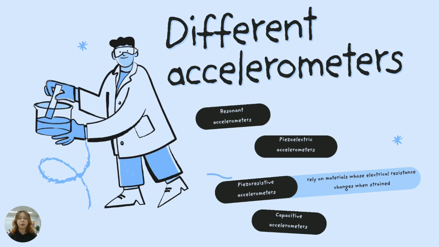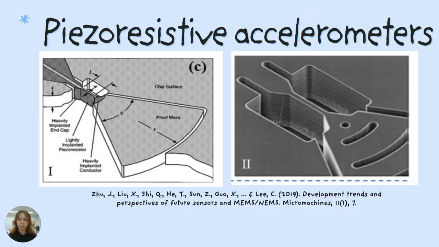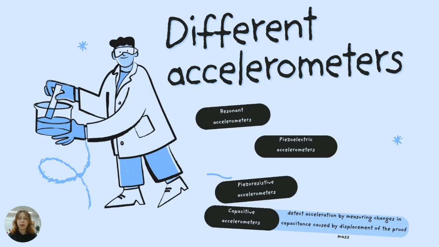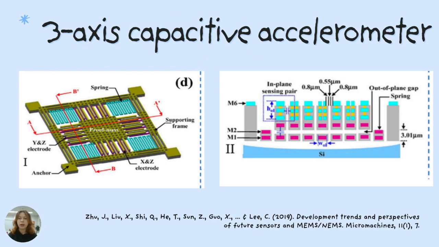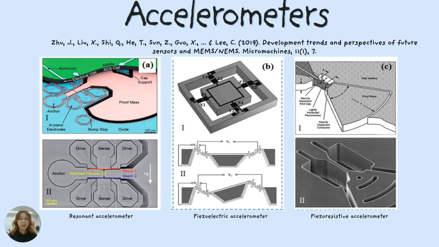Piezoresistive accelerometers rely on materials whose electrical resistance changes when strained. Acceleration alters the beam's resistance, which must be measured using external voltage. And finally, we have capacitive accelerometers, ones that detect acceleration by measuring changes in capacitance caused by displacement of the proof mass. So on picture A, you can see a resonant accelerometer.